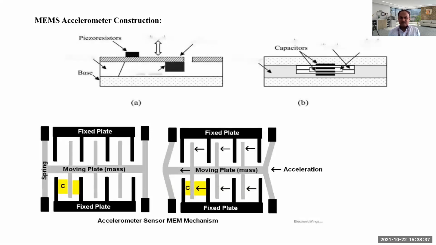This is the construction of a MEMS accelerometer. You can see here a fixed plate is there, one moving plate is there, and this moving plate mass is moving with respect to a spring, and that's why we can calculate the acceleration with the help of that particular device. So this is a regular accelerometer mechanism. This is a piezoresistive and this is a capacitive kind of accelerometer. So these are all the constructions of MEMS accelerometer.